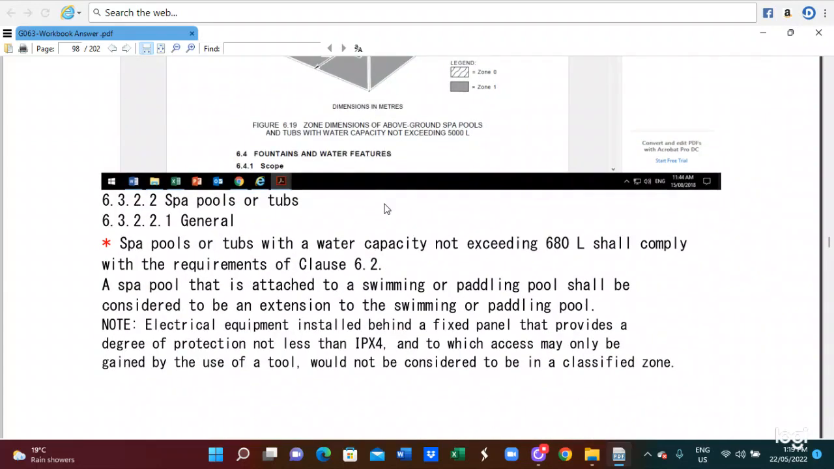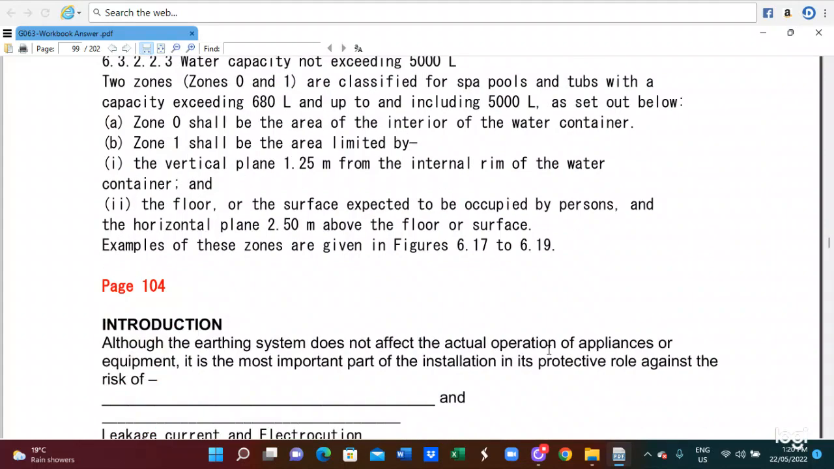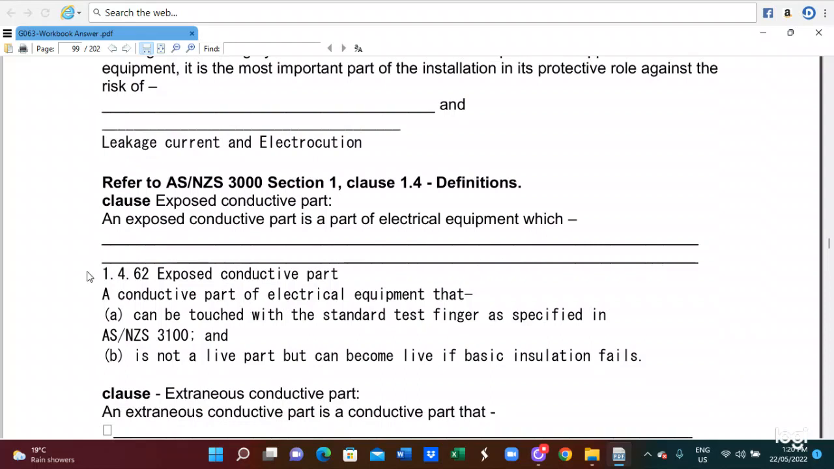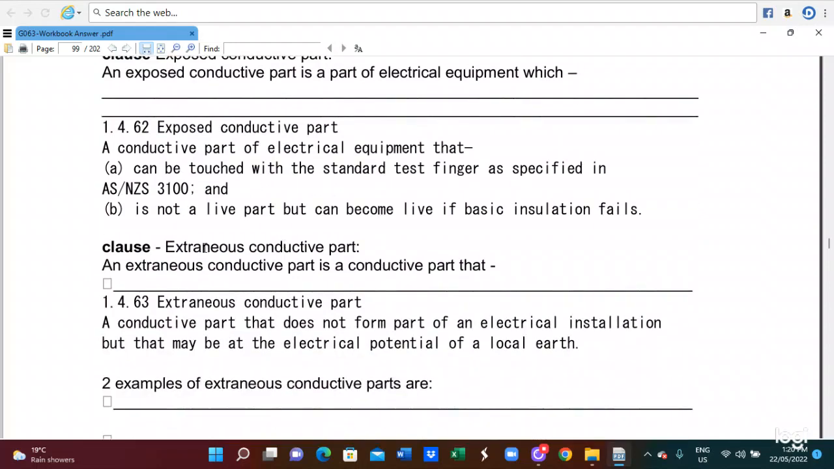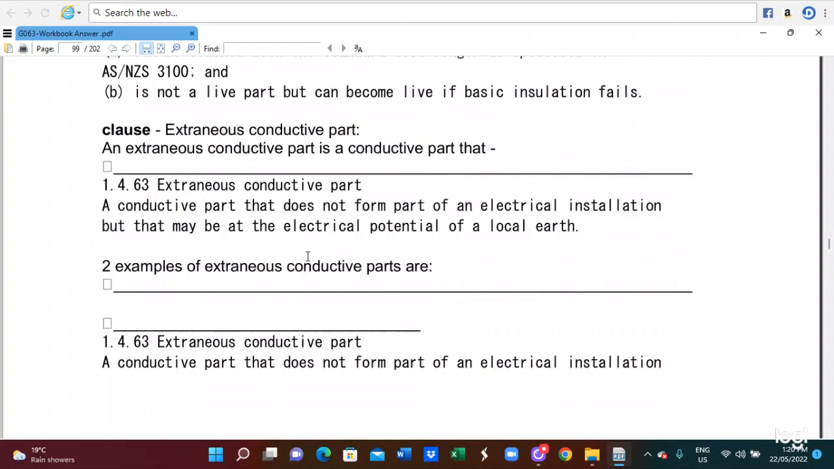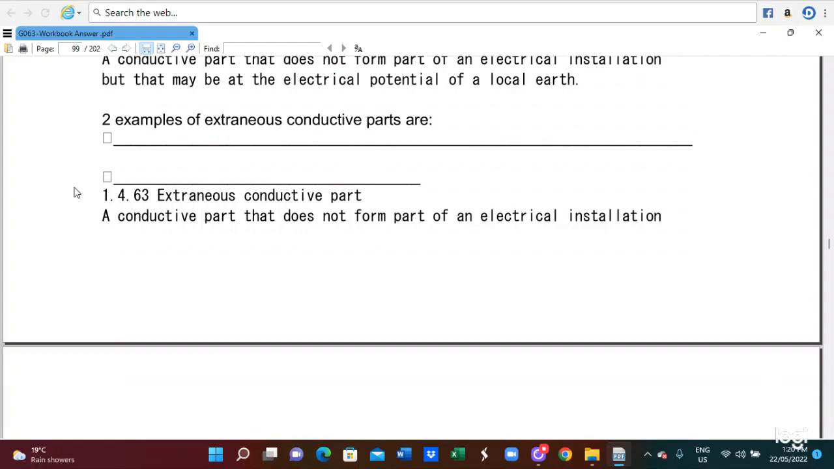So 6.2.2.2 covers the spa pool or the taps. For the spa pool and taps, you have to read through this clause, how the spa pool and taps work, the water capacity and also the other systems. In this case, for exposed conductive part, you have to refer to clause 1.4.62, the conductive part of the electrical equipment. Also, for extraneous conductive part, you follow 1.4.63. So the extraneous conductive parts, you have to refer to clause 1.4.63.